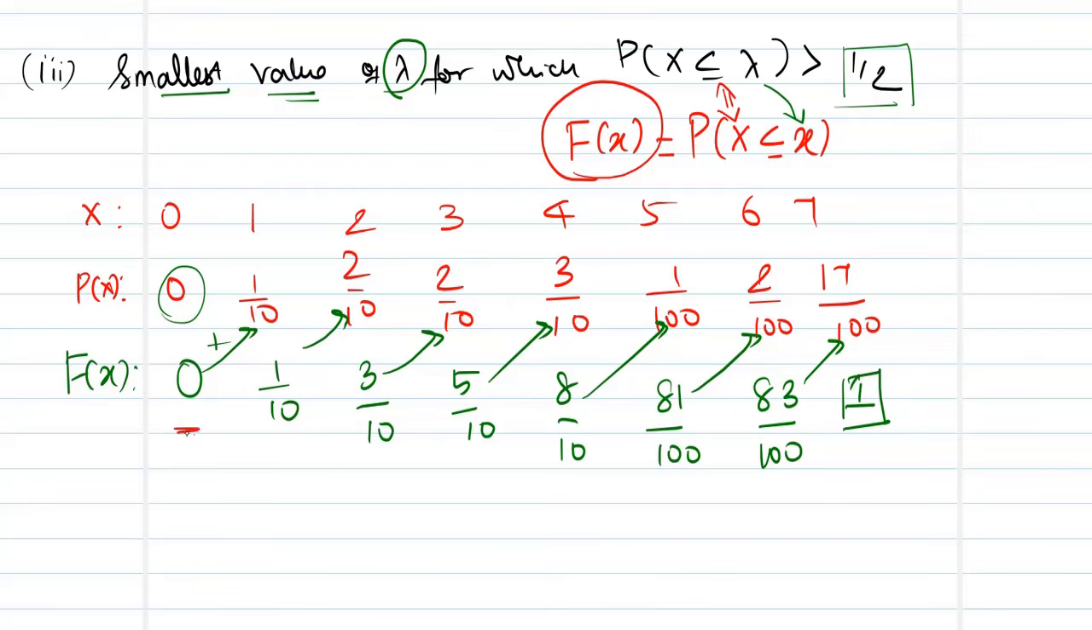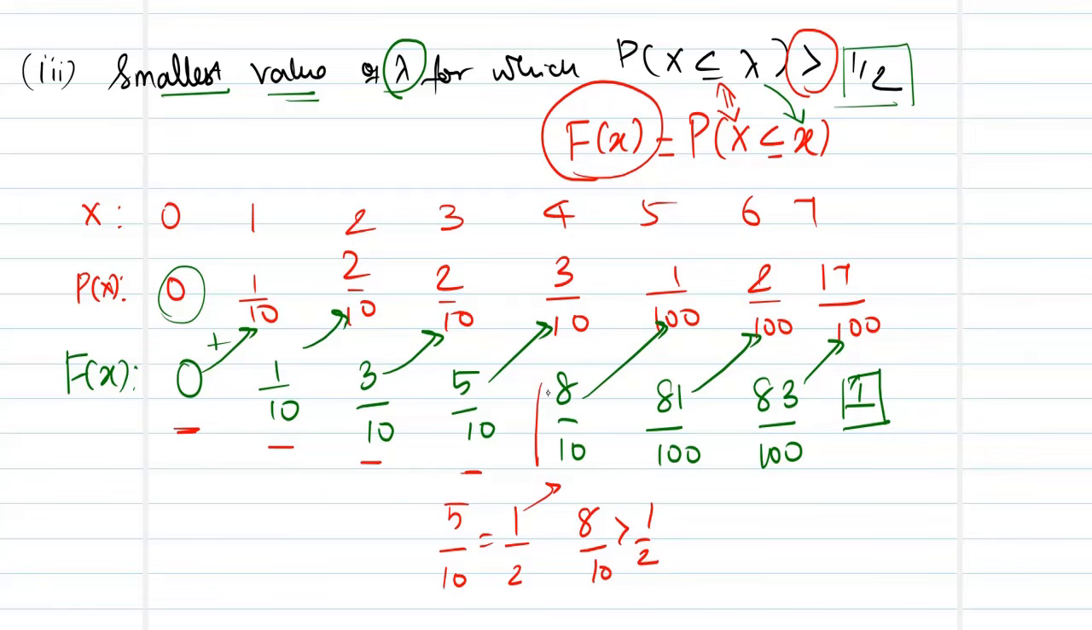Is it happening here? 0 is not greater than half. Is it happening here? 1 by 10 is not greater than half. 3 by 10? No, this is not greater than half. 5 by 10? Okay, a point to note: 5 by 10 is equal to half, but it is not greater than half. What we require is greater than half. So where is the smallest number where it becomes greater than half? Yes, 8 by 10 is going to be greater than half.